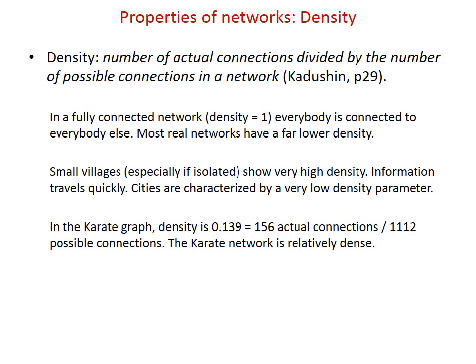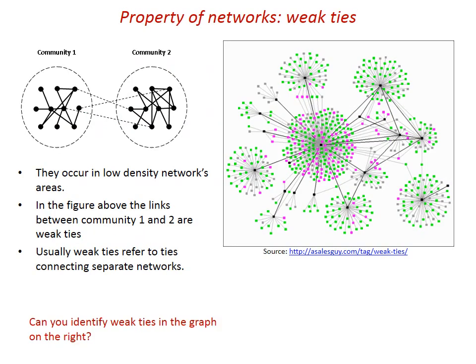The concept of density is important because it tells us that networks are not spatially symmetric, meaning that density will change over the area of the network. And this is important because it leads directly into the concept of weak ties.